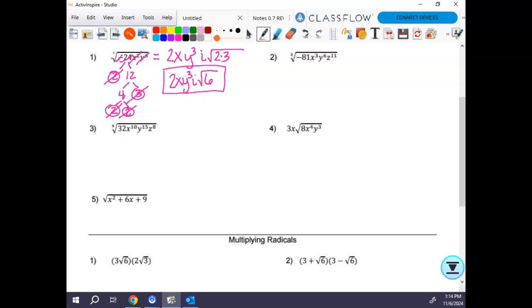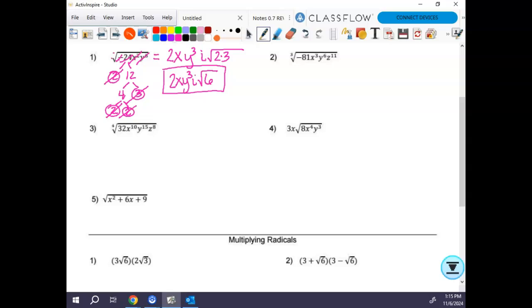If you need to check yourself, you square everything that's on the outside. 2 squared is 4 times 6 is 24. x squared is x squared. y cubed squared is y to the 6th. And then i squared is -1. You can kind of see if it all fits back in there. That's one way to check yourself. Any questions at all? Okay.